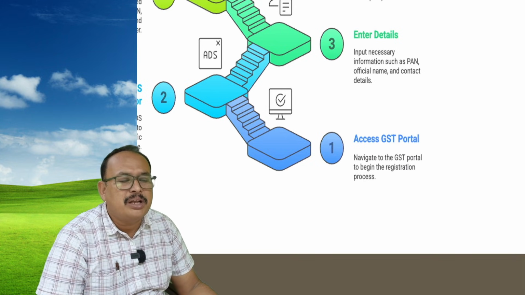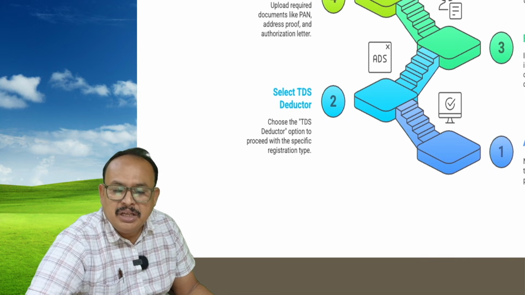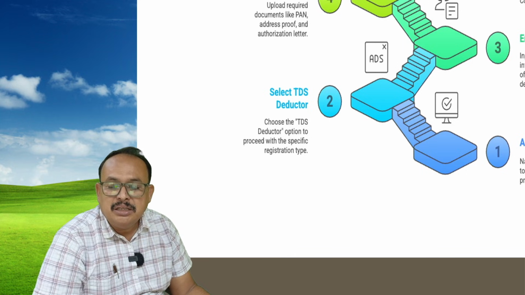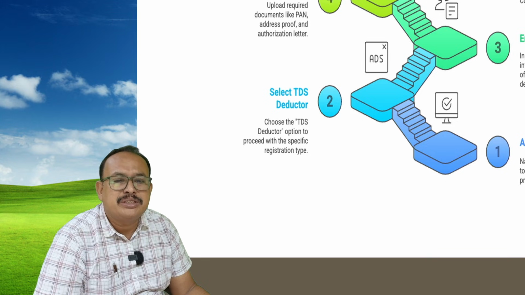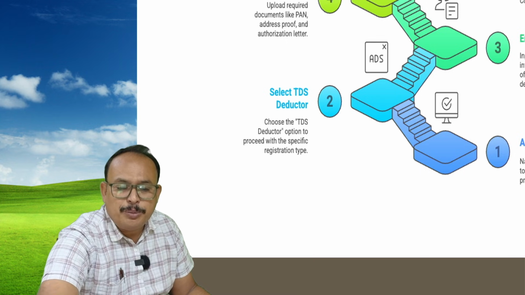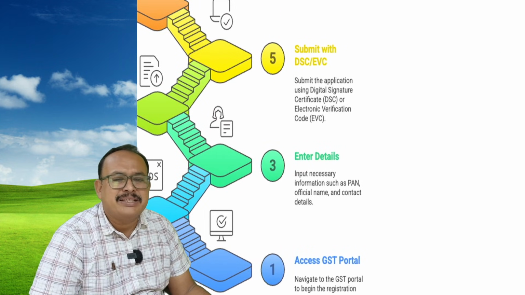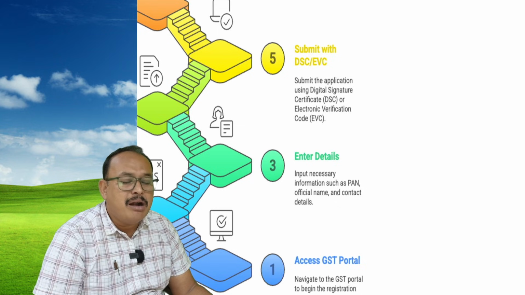Access the GST portal. Navigate to the GST portal to begin the registration process. Step 2. Select the TDS deductor menu from the GST portal. Choose the TDS deductors option to proceed with the specific registration type. Followed by step 3. Enter the details necessary for registration along with the PAN number of the applicant, official name and contact details.